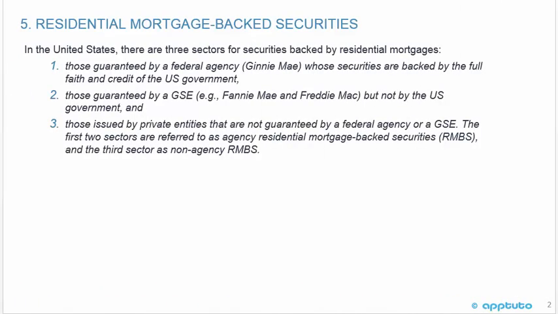Residential mortgage-backed securities. In the United States, there are three sectors for securities backed by residential mortgages. One, those guaranteed by a federal agency, Ginnie Mae, whose securities are backed by the full faith and credit of the U.S. government. Two, those guaranteed by a GSE, for example, Fannie Mae and Freddie Mac, that's a government-sponsored entity, but not by the U.S. government. And three, those issued by private entities that are not guaranteed by a federal agency or a government-sponsored entity.